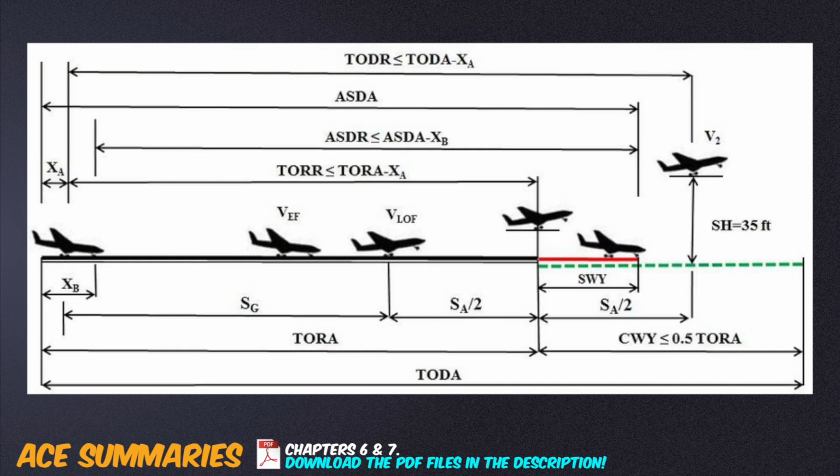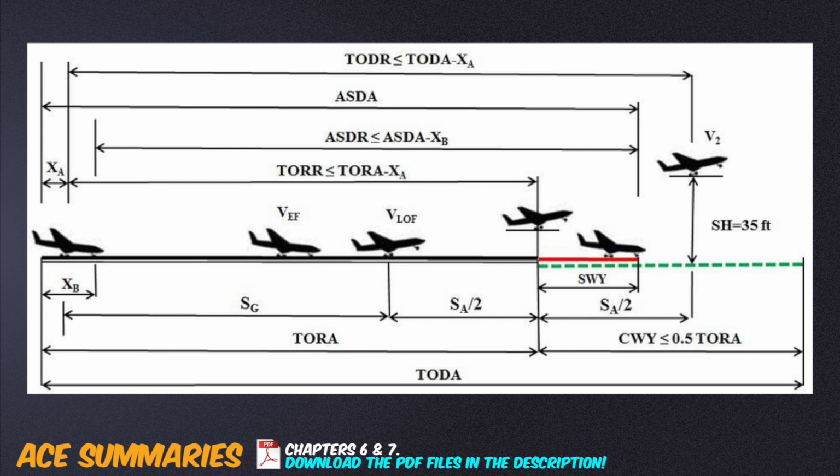TORA is the usable length of the runway available for takeoff. Takeoff run available. TORR for all engines operating is the distance from the start of the takeoff roll until halfway between liftoff and the screen height multiplied by 1.15.